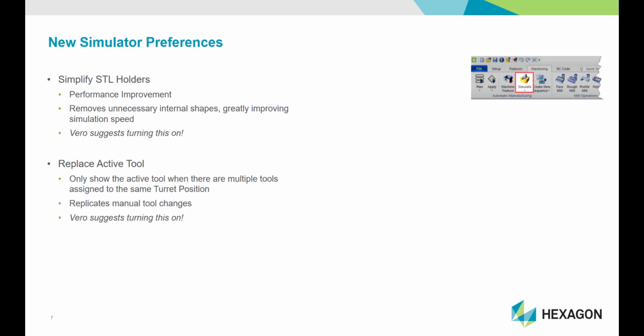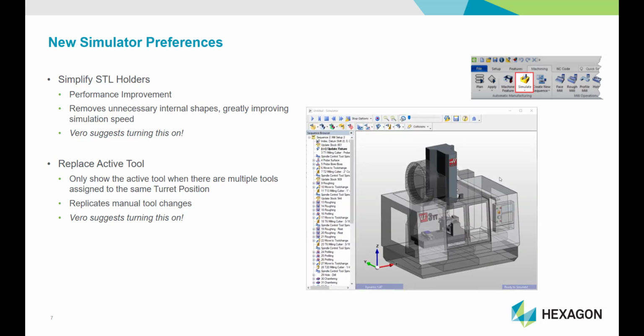There's also some new preferences in Simulator that we want to make sure you're aware of. Many of you are used to, as part of the building tool path process, using the Simulate button to simulate the machining. Simulator will open up. If you have graphics added to your post-processor of the machine, you'll see the whole machine setup and how the machine moves and be able to have good visibility of that.